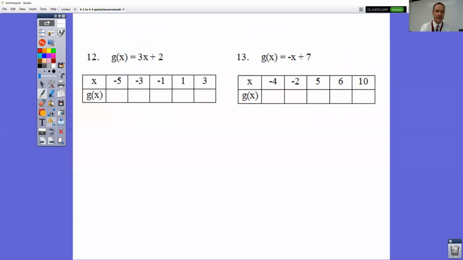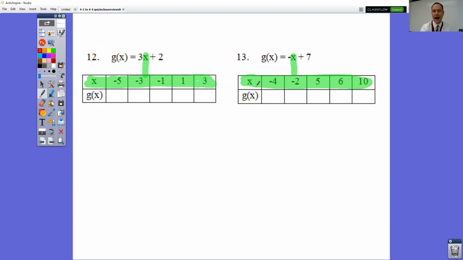Now, the next set of questions is exactly like that, except you have more than one thing to sub in, right? We want to take all of our X values this time and sub them in for X.